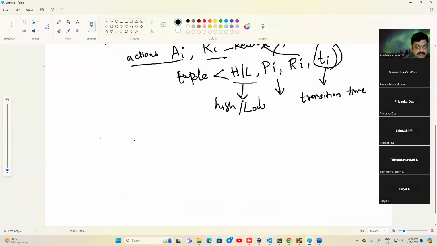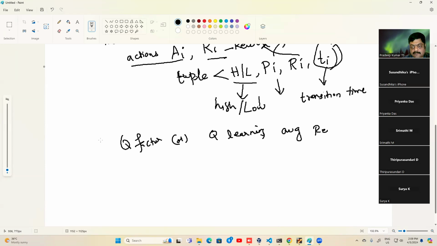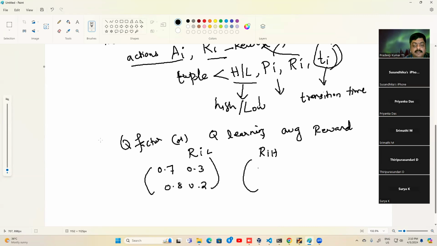We'll be doing one calculation called Q factor or Q learning. That will also compute average reward. So how do we go about this? We go about like this: 0.7, 0.3, 0.8, 0.2. This is one matrix, let's say the reward matrix of reward I of L. Reward I of H will be like this: 0.3, 0.7, then 0.2, 0.8.